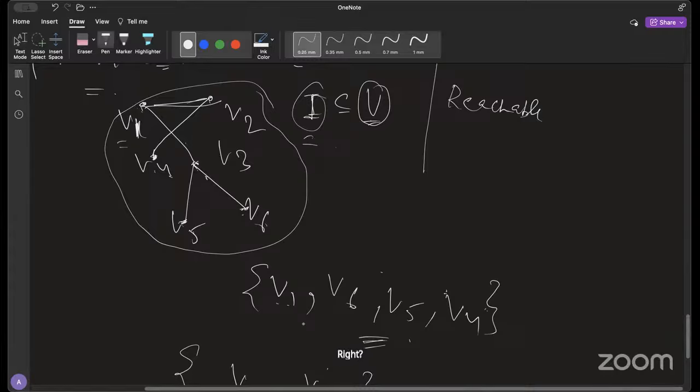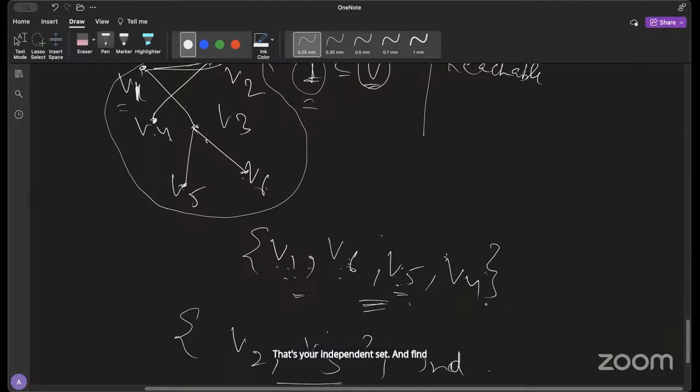Yeah. In this particular thing, in independent sets, you start with any vertex of your choice and just make sure that every vertex that you add here is not connected to that vertex. So V6 should not be connected to V1. And then when you add V5, make sure V5 is not connected to V1 and it's not connected to V6 directly. That means V6, V5 should not be an edge. V1, V5 should not be an edge. So there should be no edge between the vertices in this set. That's your independent set. And find maximum such set.